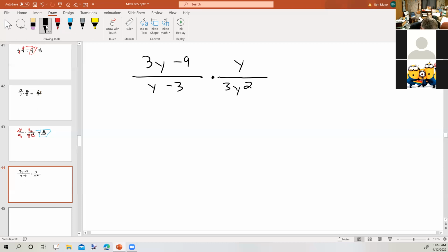So here we go. This is 3 times y minus 3, right? So now I can get rid of the y minus 3s. That becomes 1 over 1. I can reduce the 3 over 3 to 1 over 1. I can reduce the y over y squared to 1 over y. What have I got left on top? 1. And on the bottom? y.